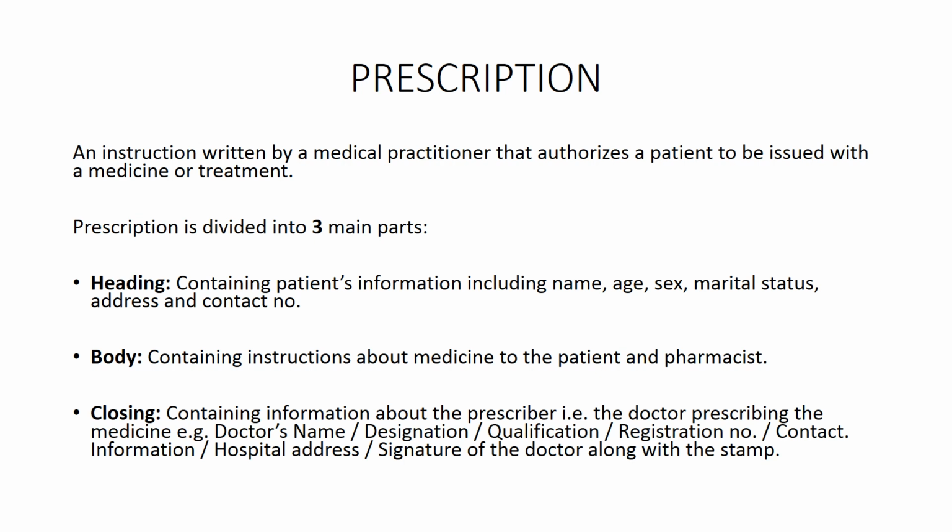That includes the heading, which contains the patient's information including name, age, sex, marital status, address, and contact number. The body contains instructions about the medicine to the patient as well as to the pharmacist. While the closing contains information about the prescriber, that is, the doctor prescribing the medicine, such as the doctor's name, designation, qualification, registration number, contact information, hospital address, and signature of the doctor along with the stamp.